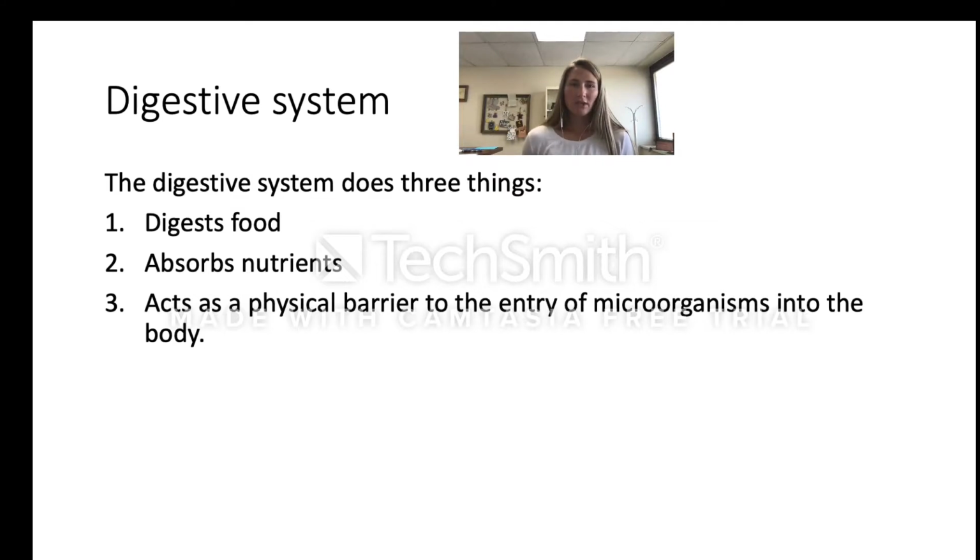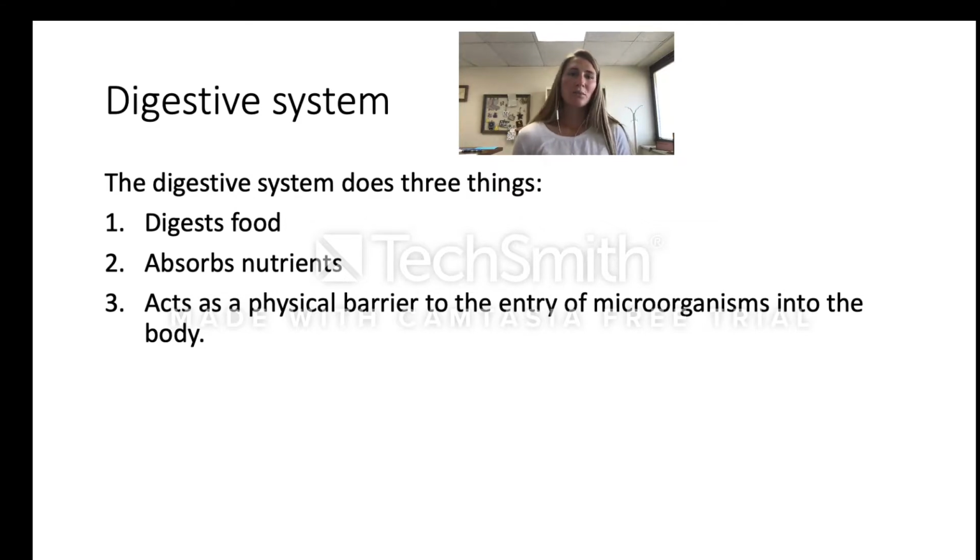Beyond being just a physical barrier, our digestive system also houses its own microorganisms. These microorganisms are mainly in the large intestine, and they help us regulate the bacterial life inside of ourselves. We want good bacteria to allow us to digest and absorb nutrients.